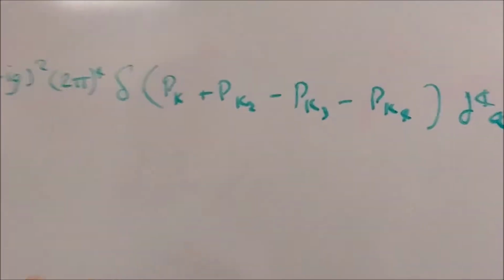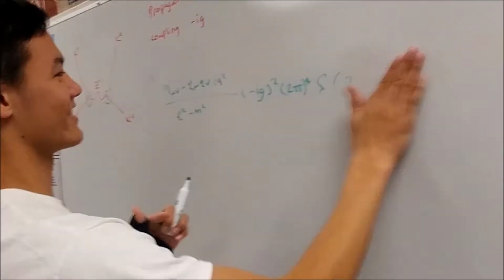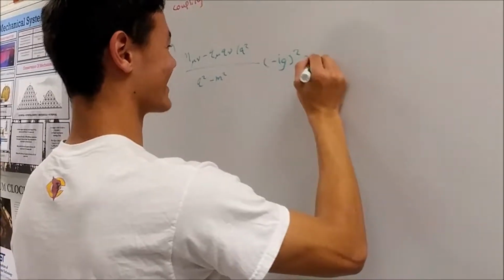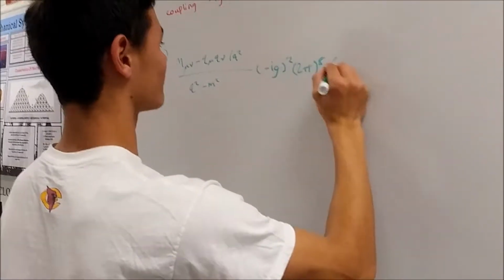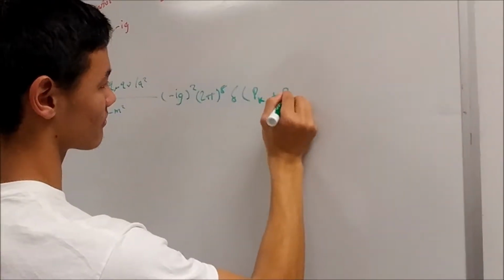Basically this is the momentum of particles 1, 2, 3, and 4. Each one, two, three, four. Oh, wait a minute. Actually, you made a mistake. Oh, it's the power of 8.